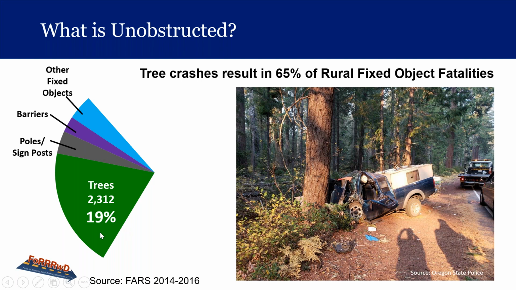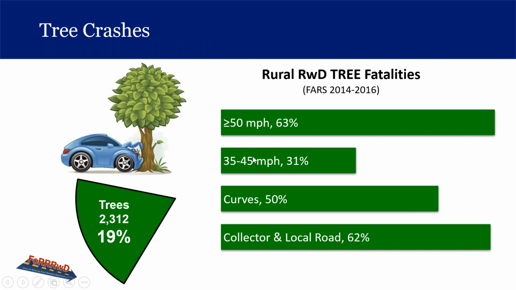So we have a pie chart here showing that of these different fixed object crashes, of the fatal crashes, 19% of them are trees. Then you also have utility poles, barriers, and other fixed objects. So tree crashes predominantly occur in rural areas, but 1/3 occur in urban areas.